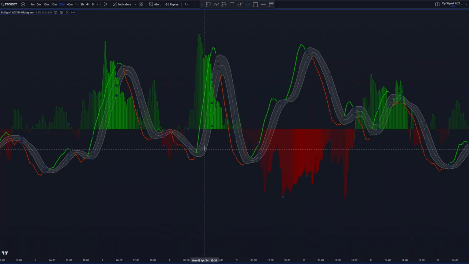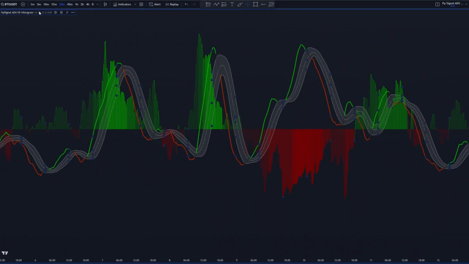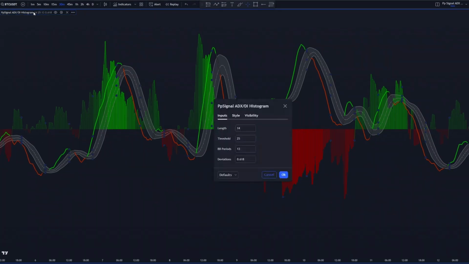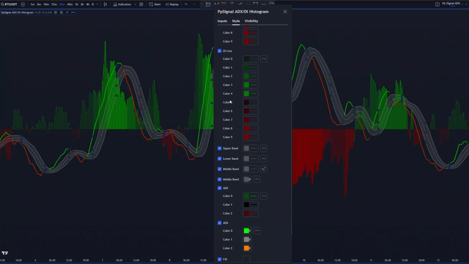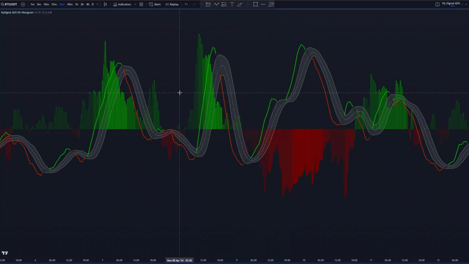These strategy rules are really simple. We have a valid long entry signal when the ADX crosses over the upper band. If you have any doubt, you can simply open the indicator settings, go to Style, and search ADX. As you can see, the ADX is this colorful line. Then we need it to cross over the upper band, and as you can see, the upper band is this one. So here we have a valid long entry signal, here the same, and here the same.